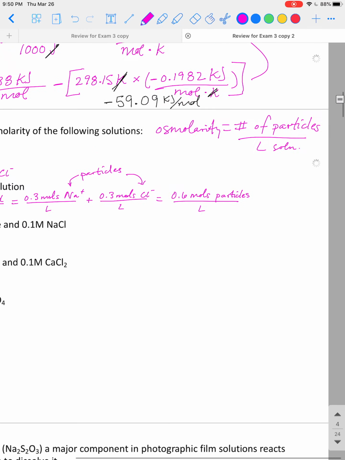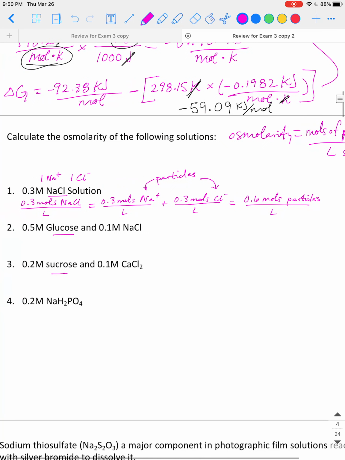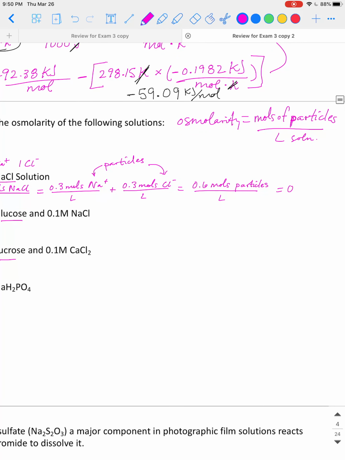And I think I need to change my definition. I forgot a word in my definition, I'm realizing. It's not necessarily numbers of particles. It's moles of particles. That is osmolarity. So for problem number 1, we have 0.6 moles of particles per liter, which is 0.6 osmoles. Okay.